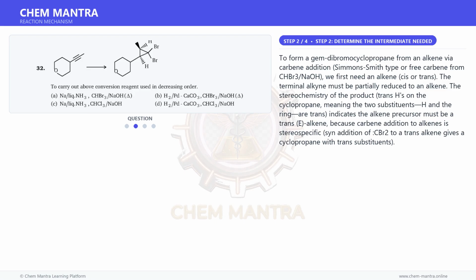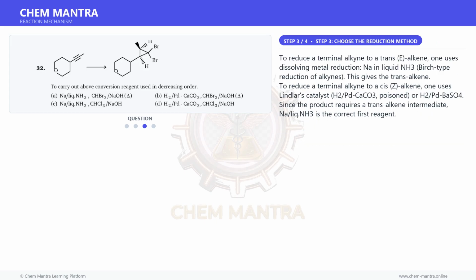The stereochemistry of the product, trans H's on the cyclopropane, meaning the two substituents, H and the ring, are trans, indicates the alkene precursor must be a trans, E, alkene, because carbene addition to alkenes is stereospecific. Syn addition of CBr2 to a trans alkene gives a cyclopropane with trans substituents. Moving on to the next step.